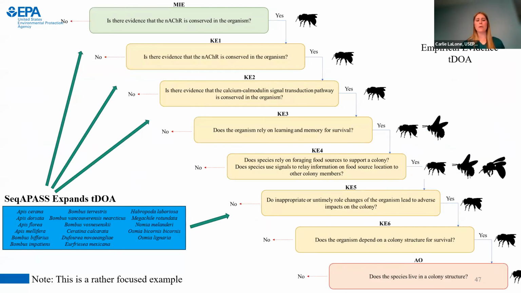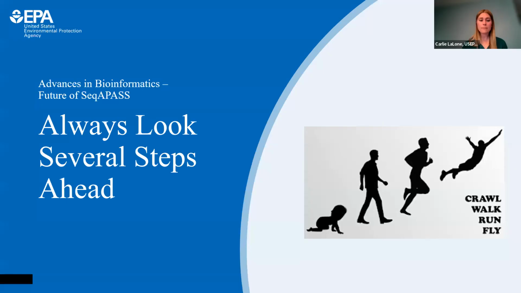So what we were able to do, utilizing both bioinformatics and empirical evidence for the adverse outcome pathway, was expand that taxonomic domain of applicability much further, in this bee-specific focus, to 17 bee species from the 1 to 3 species that were available for this AOP. And I think that's really important for the utility of the AOP and understanding how broadly these types of key events can be extrapolated. Okay, so that was an example of how the tool can be used.